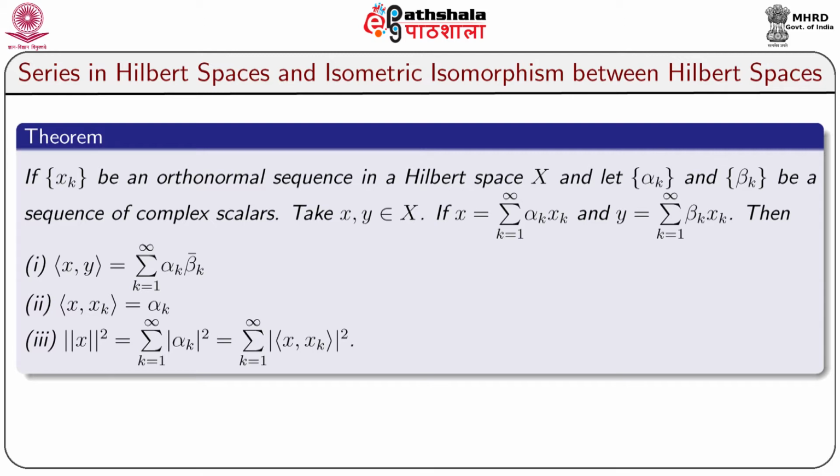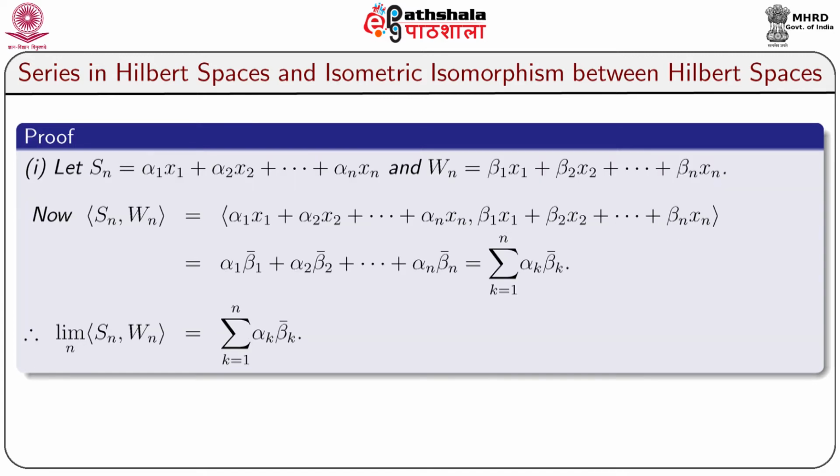Number 1, inner product x comma y is equal to sigma k equal to 1 to infinity alpha_k beta_k bar. Number 2, inner product x comma x_k equals alpha_k. Number 3, norm x squared equals sigma k equal to 1 to infinity modulus of alpha_k squared, which is equal to sigma k equal to 1 to infinity modulus of inner product x comma x_k squared.